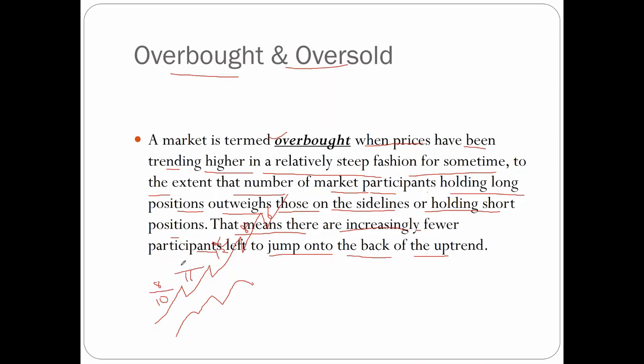At this point the number of people sitting on the sidelines is 7, at this point it is 6, and at this point it is 10, right? So the number of people sitting on the sidelines increases and the bias decreases. That means there are very few participants left to jump back onto the trend. With every high we get fewer participants ready to jump into the trend, and at this point the momentum is getting overbought.